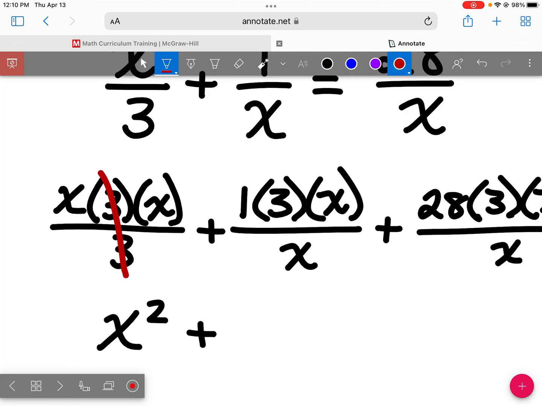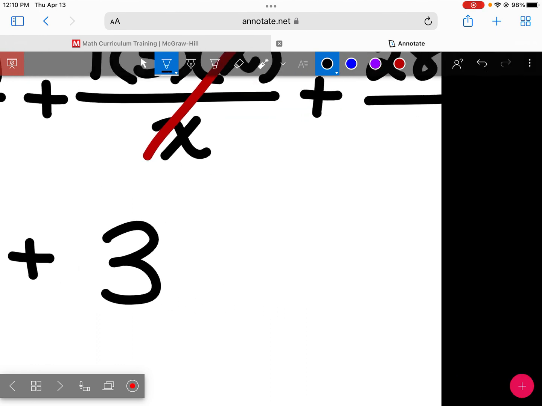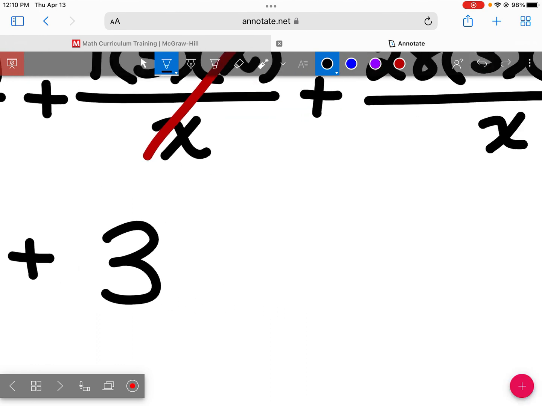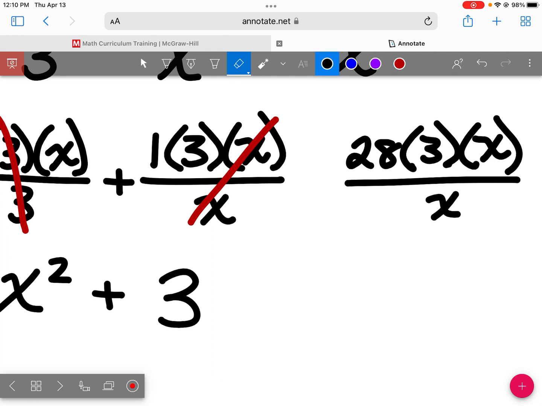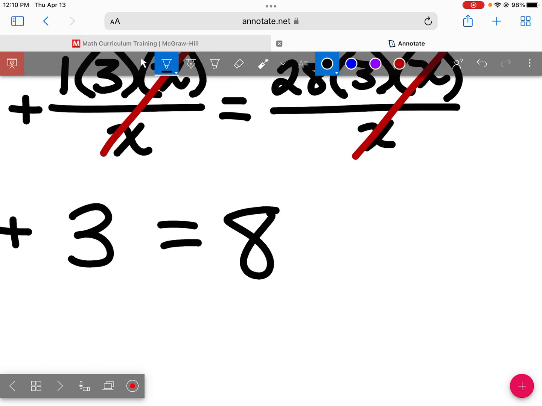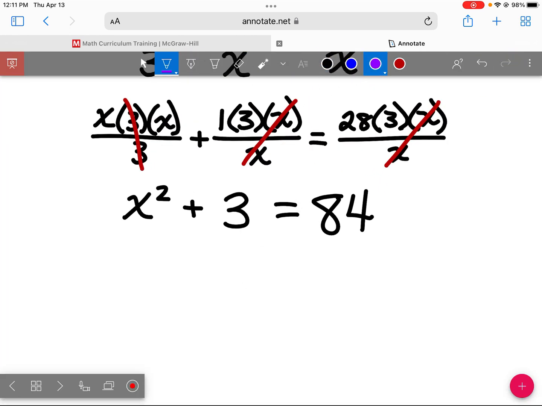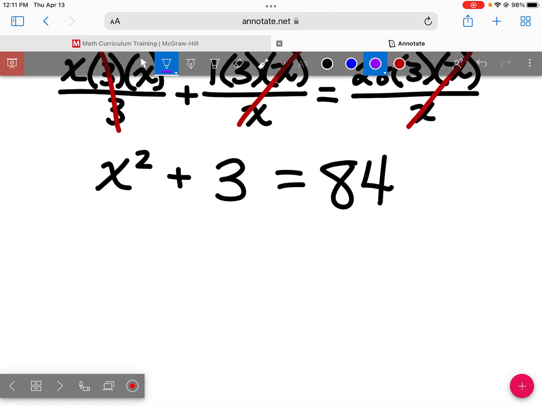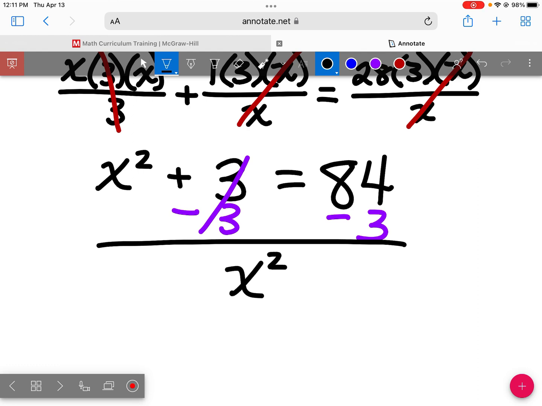Plus, what cancels in my second fraction? X is. What am I left with? 3. I put a plus sign here, and it's supposed to be an equal sign. My apologies, guys. Equals. What cancels in the last one? X, which leaves me with what? 84. What do I do next? Minus 3 from both sides. What's 84 minus 3? 81. So x squared equals 81.